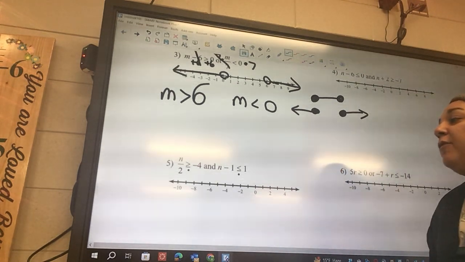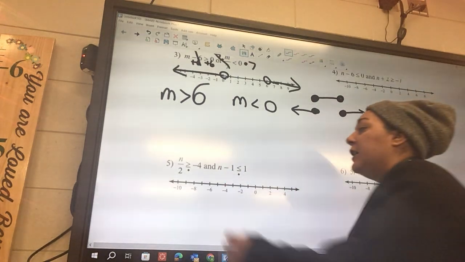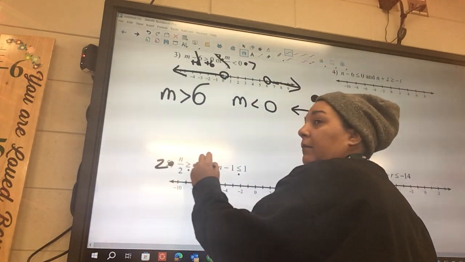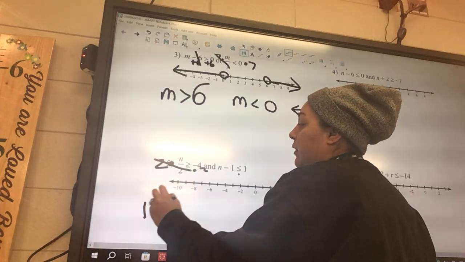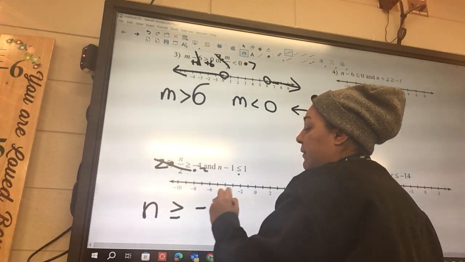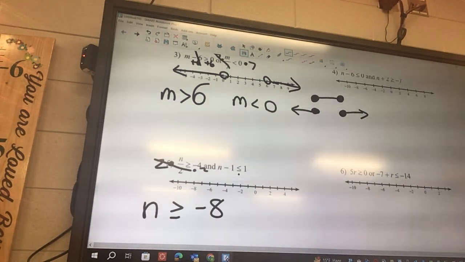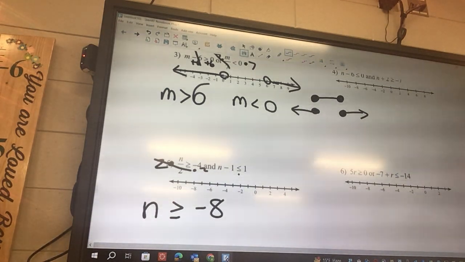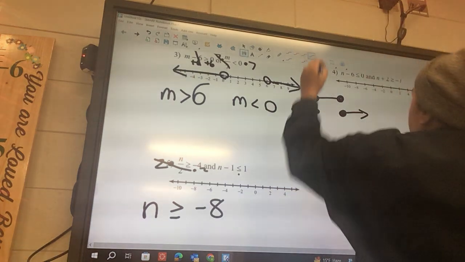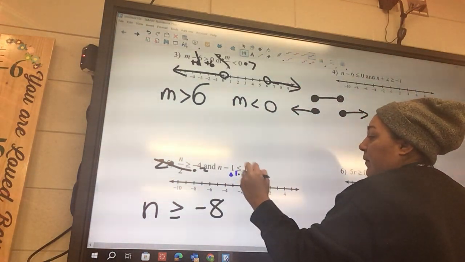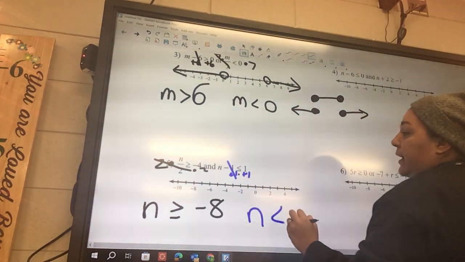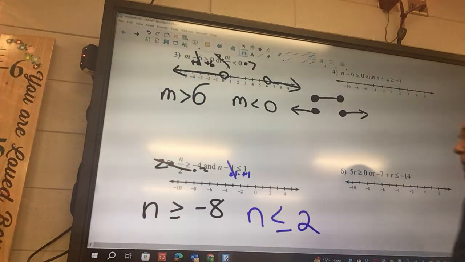Okay, so on 5, this very first one, we're going to times by 2. So it's going to look like n and a negative 8. And the second one is going to be add 1. So it's going to look like n and a 2.